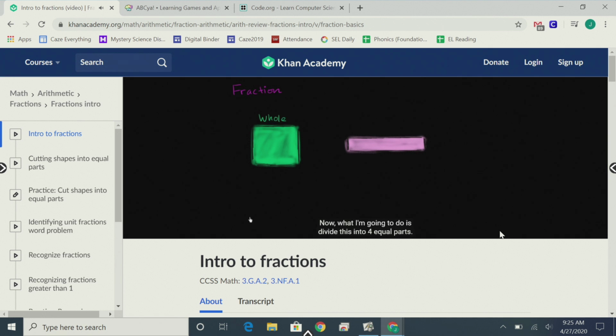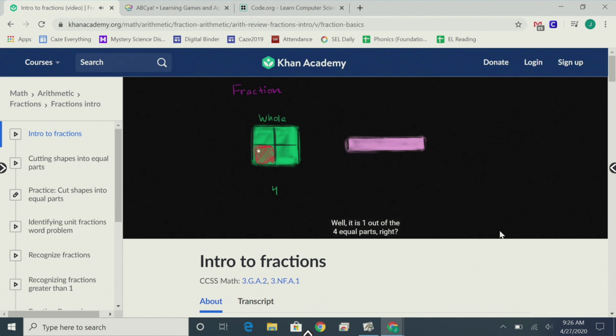Now what I'm going to do is divide this into 4 equal parts. So with one cut like that, I've divided it into 2 equal parts. And then with another cut like this, I could divide it into 4 equal parts. So there are 4 equal parts. And now what I'm going to do is select one of those equal parts. So let's say this part right over here. I am going to select that. So the question is, what fraction of the whole is the part that I have shaded in red?